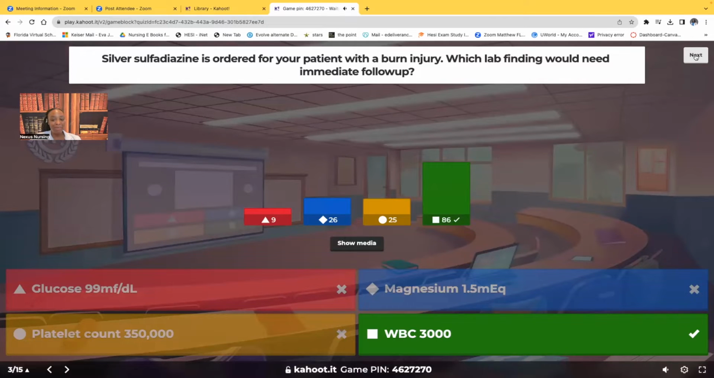Very good, WBCs. So I'm hoping you guys all chose WBCs because you knew the adverse effects and not that you just recognized the WBCs were out of whack, right? WBC is supposed to be 5 to 10,000, and this is 3,000. It's way too low, way too low. But I'm hoping that's not why you chose it. You chose it just because you understood the adverse effects of this medication.